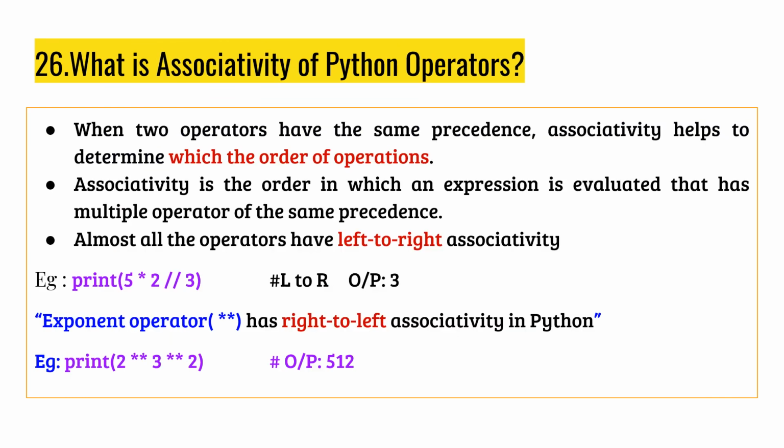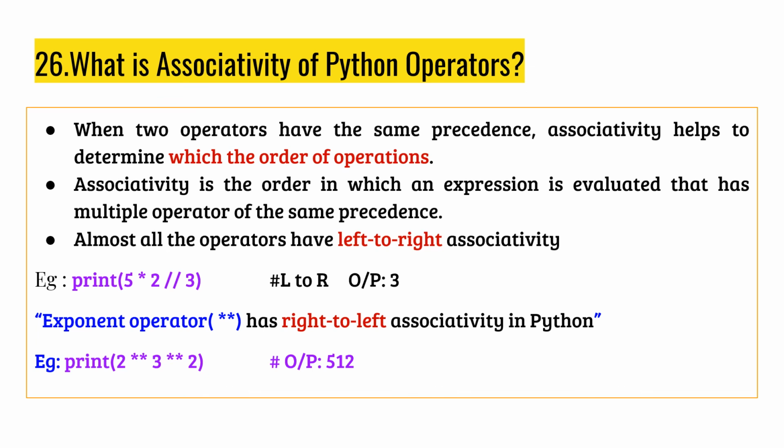Whenever two or more operators of the same precedence come in the same expression, associativity helps to determine in which order you have to perform the operations. Associativity is the order in which an expression has to be evaluated whenever multiple operators of the same precedence occur in the same expression. We follow two kinds: left to right associativity and right to left associativity.